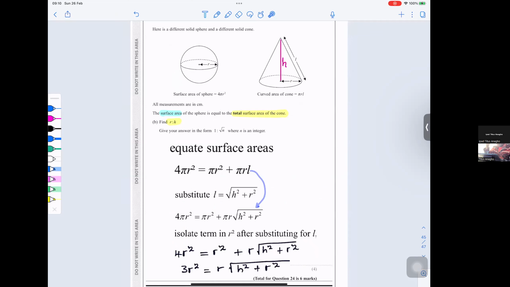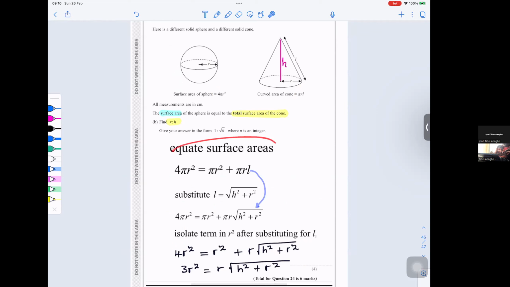Here is a different solid sphere and different solid cone. Surface area of the sphere is 4 pi radius squared, and curved surface area of cone is pi RL. All measurements are in centimeters. The surface area of the sphere is equal to the total surface area of the cone. Find r is to h. Give your answer in the form 1:√n, where n is an integer.